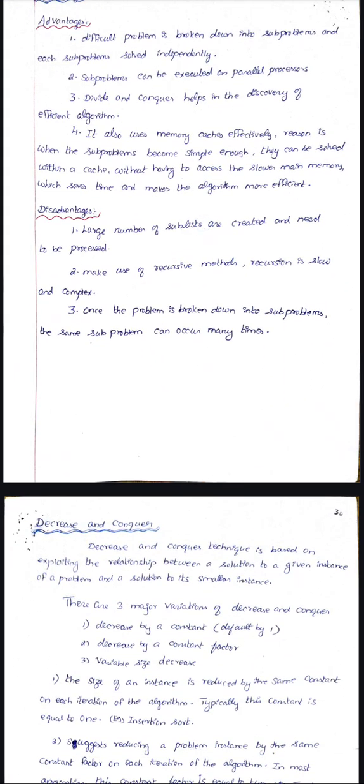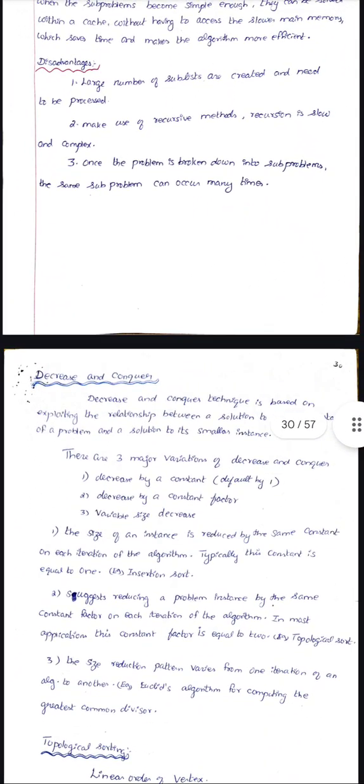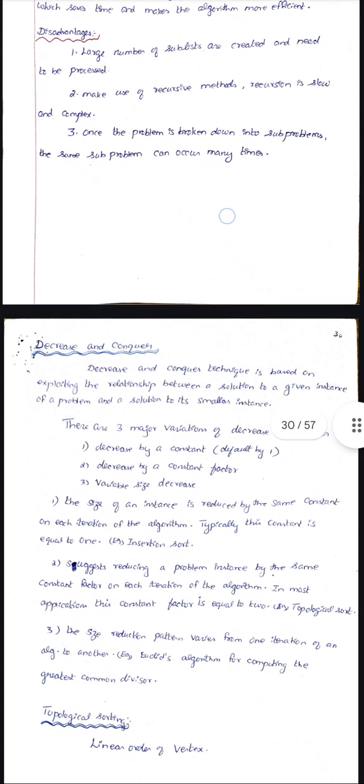Disadvantages: a large number of sublists are created and need to be processed. It makes use of recursive methods. Recursion is slow and complex. Once the problem is broken down into subproblems, the same subproblem can occur many times.